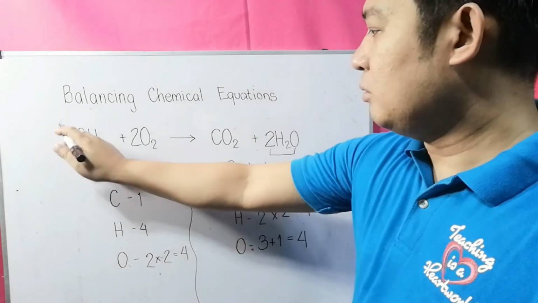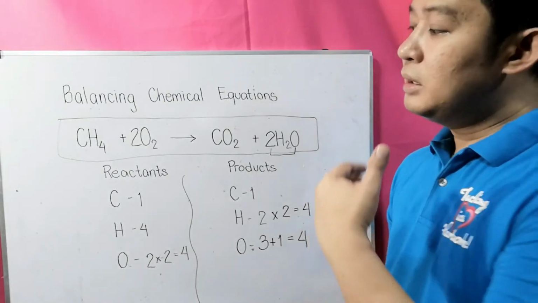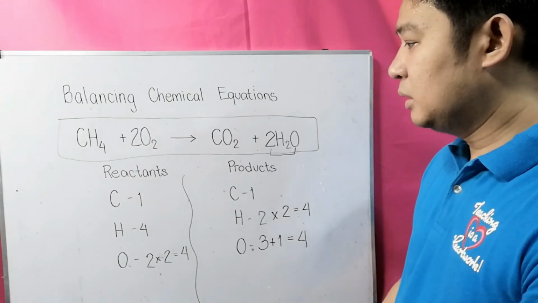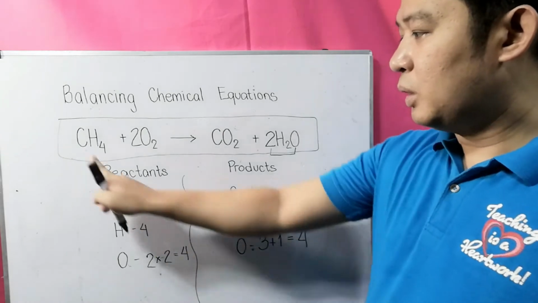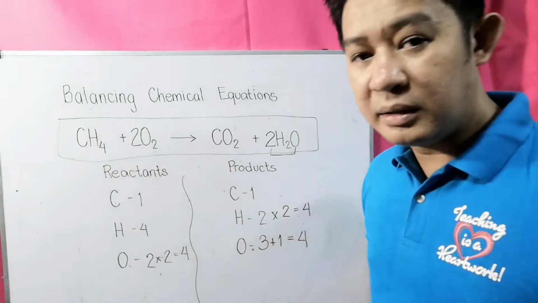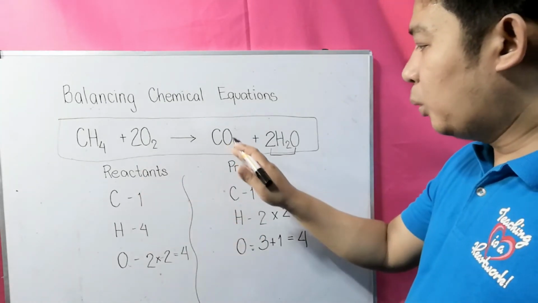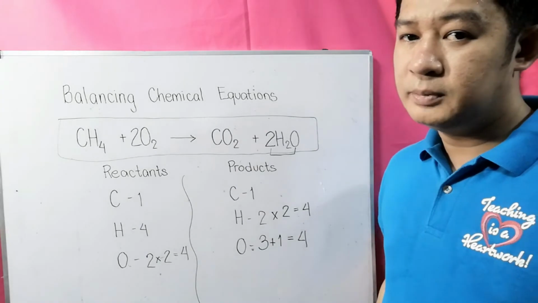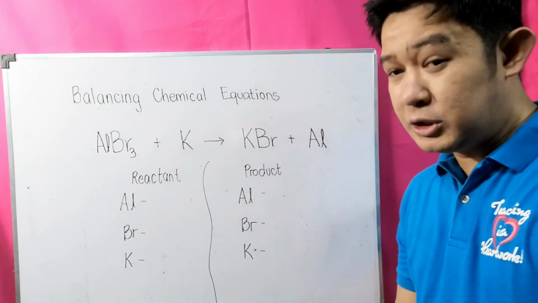So this is now the balanced chemical equation for the chemical reaction of methane plus oxygen producing carbon dioxide and water. You have 1 methane plus 2 diatomic oxygen. You have 1 carbon dioxide and 2 H2O. So let us now balance another chemical equation.